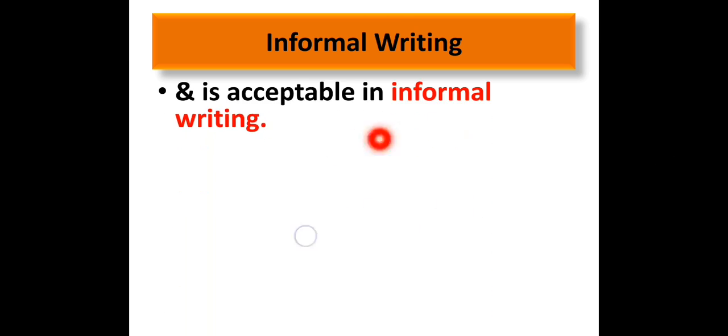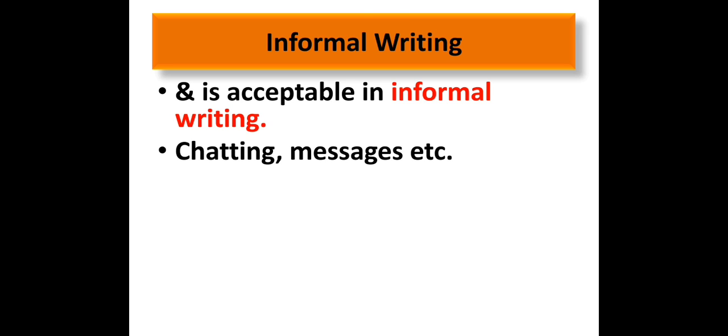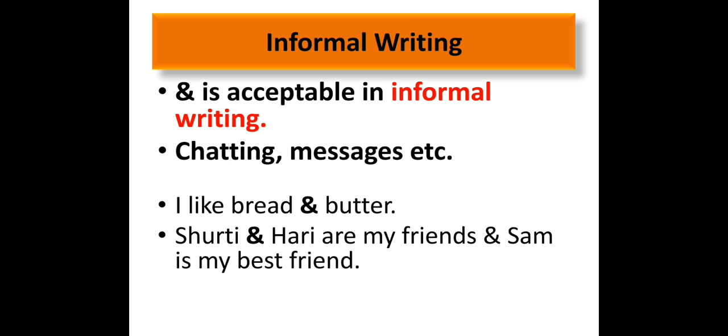"&" is acceptable in informal writings. For example, when you're chatting, when you're sending messages, or when you're writing English in your social media accounts, or whenever you're writing informally, you can use "&" as a symbol in place of "and", A-N-D. Like, I like bread & butter. Shruti & Hari are my friends and Sam is my best friend. So you can use this symbol in place of "and" when you're writing informally.